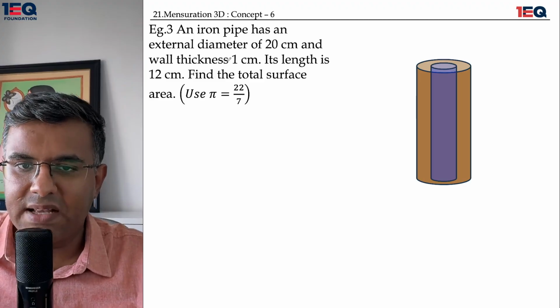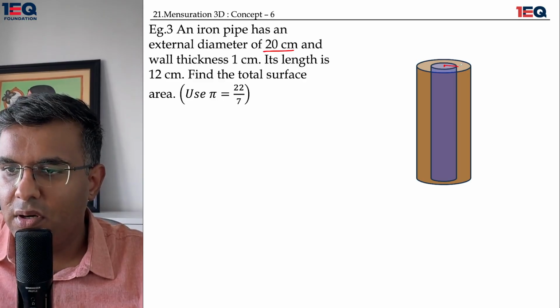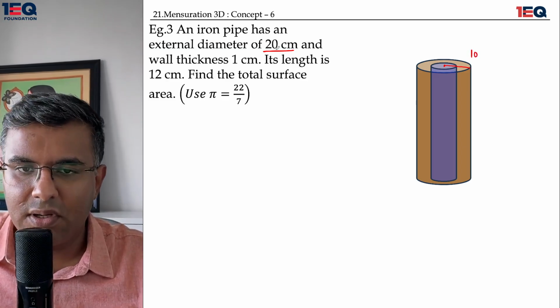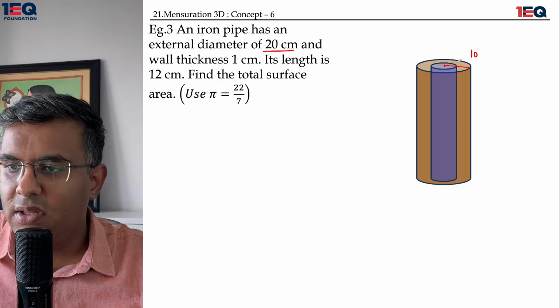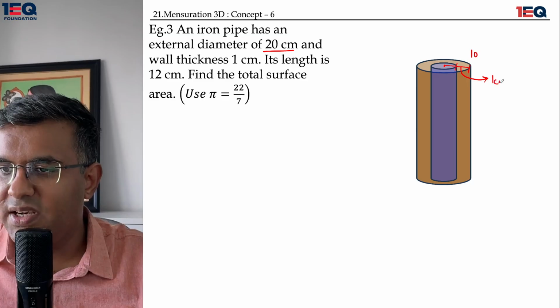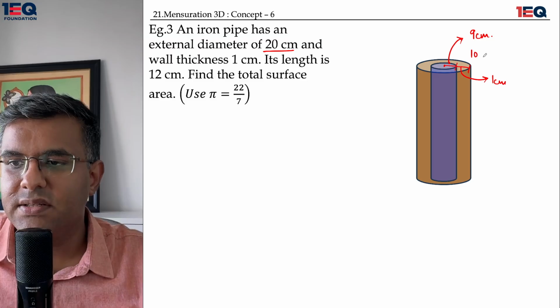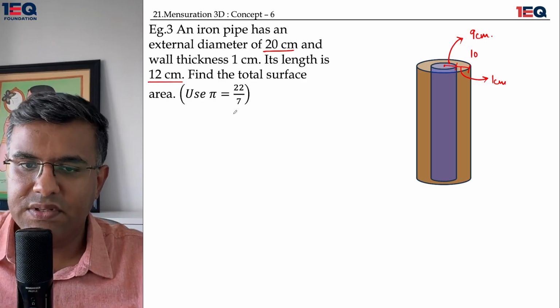An iron pipe has an external diameter of 20 centimeters. That means from here till the outside, it has a radius of 10, because diameter upon 2 would be equal to the radius, and the wall thickness is 1 centimeter. The thickness that we are talking about here, this thickness which is lying in the yellow portion, is equal to 1 centimeter. This means that the internal radius is 9 centimeters. Its length is 12. Find the total surface area.